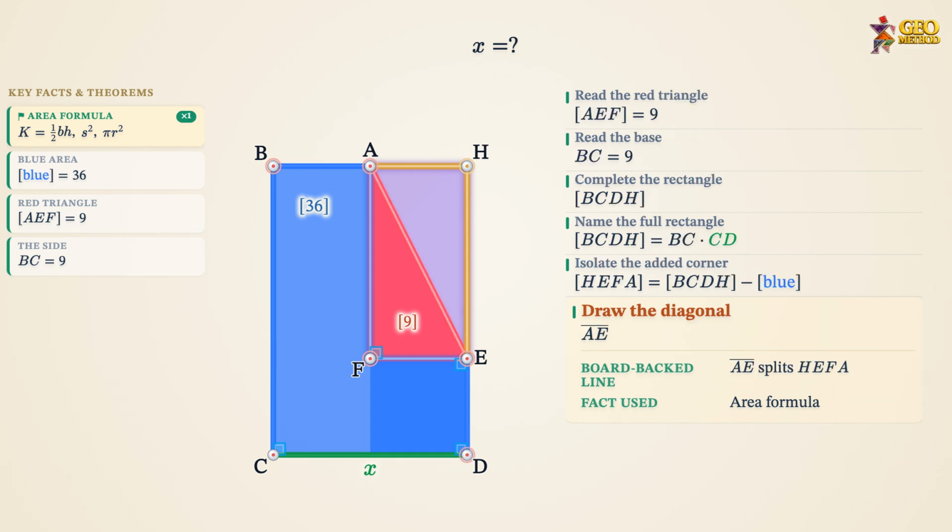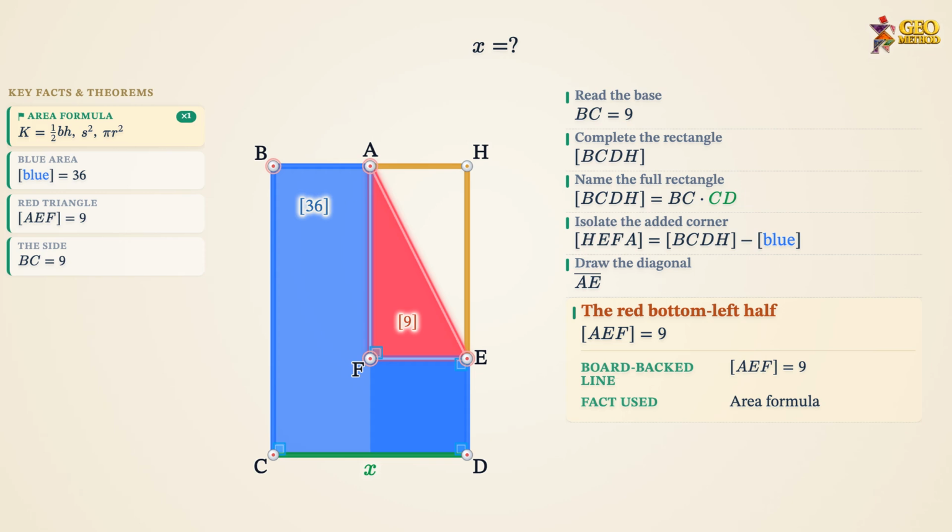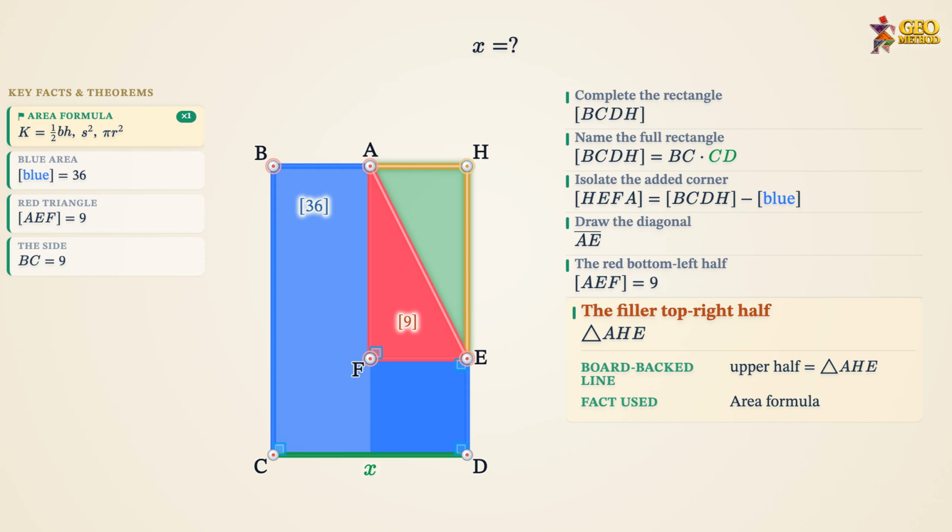The diagonal AE, which was already the hypotenuse of the red triangle, cuts the little corner rectangle HEFA into two right triangles. That diagonal is the bridge between the notch and the 9 we already know. To the left of the diagonal is the red triangle AEF, the bottom left half of the corner rectangle, with its area of 9. That is one of the two halves accounted for. To the right of the diagonal is triangle AHE, the top right half we drew in. We now need its area to finish measuring the corner.